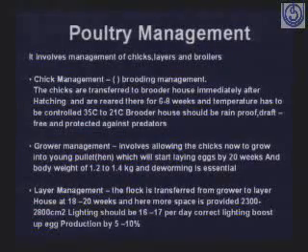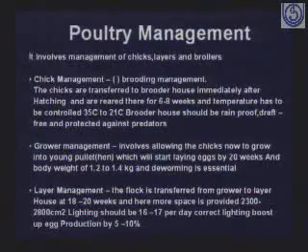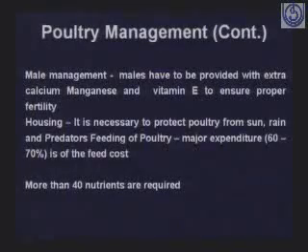The flock is transferred from grower to a layer house at 18 to 20 weeks, and here more space is provided to them, and if the lighting is kept properly, it boosts up the egg production. Poultry management also includes male management and female management. Males have to be provided with extra calcium, manganese and vitamin to ensure proper fertility.